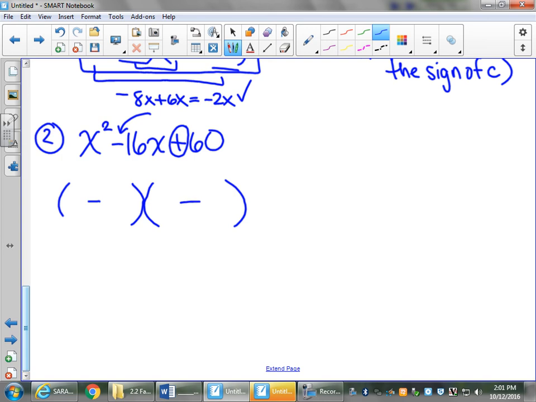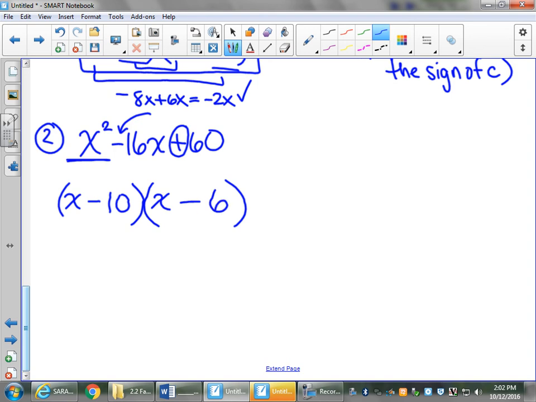A negative times a negative will give you a positive 60. And when you combine the negatives, you will get that negative b term in the center. We're also still going to have an x and an x because our leading term was x squared. And then you probably could figure out fairly quickly the factors of 60 that will give you 16, which I would pause if you need some more think time, but I'm going to give you the answer of negative 10 and negative 6.